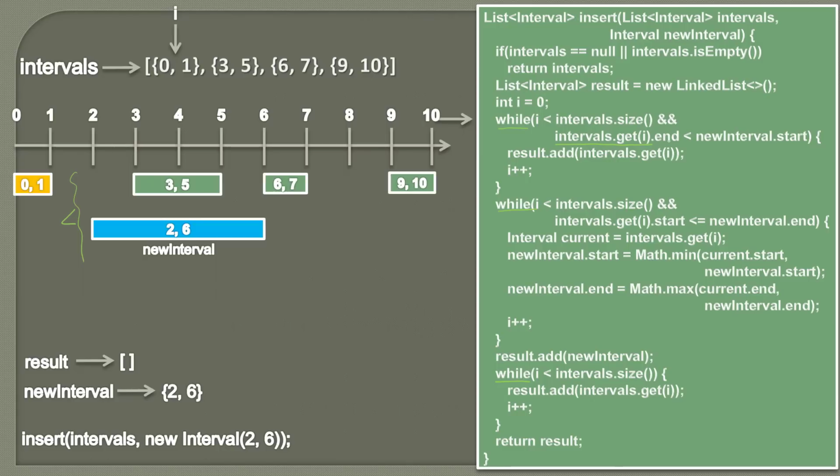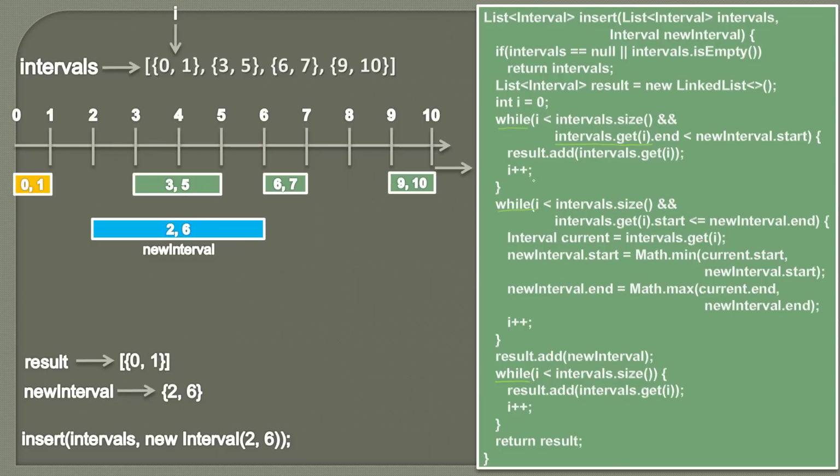So intervals.get I is this interval. If we do dot end, we get 1. We check whether 1 is less than new interval.start. So new interval.start is 2. So 1 is less than 2. So this condition comes out to be true, which signifies that 0,1 doesn't overlap with 2,6. And we can simply skip this element and add it to the result list because this won't get affected by insertion of this new interval. So 0,1 becomes part of the result.